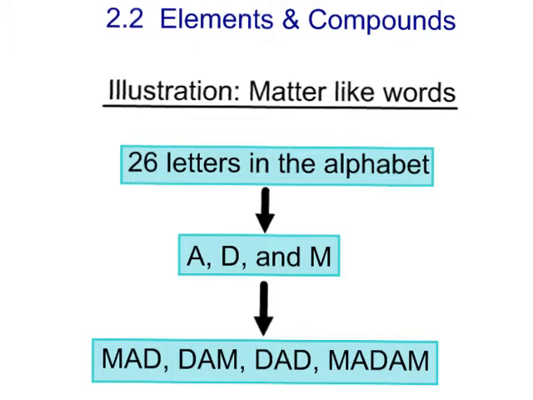And to start with, we are going to look at a little illustration or analogy here. We're going to look at how words in a book would be similar to matter and the way matter is put together. So if you'll just bear with me a minute, you know that we have 26 letters in the alphabet, and if we take a few of those letters, say A, D, and M, we can look at them and we can create several different words with those. Down here are some examples, and I'm sure you can think of a few more. And those are words that when we put those letters together, we can create the word.